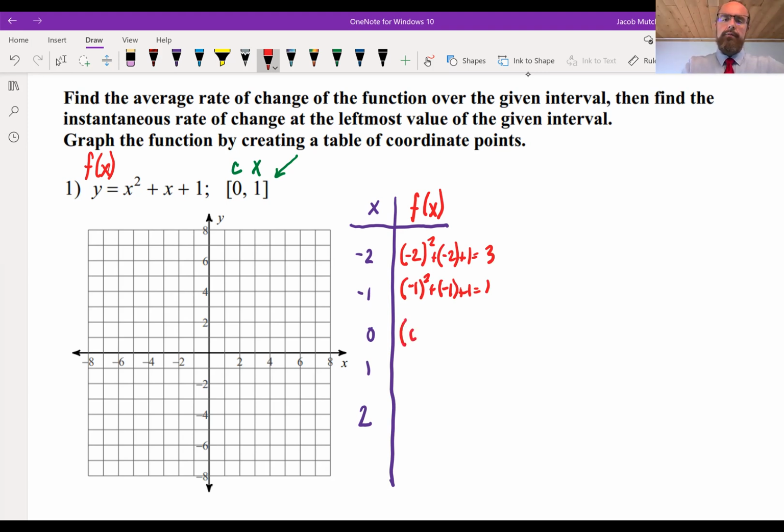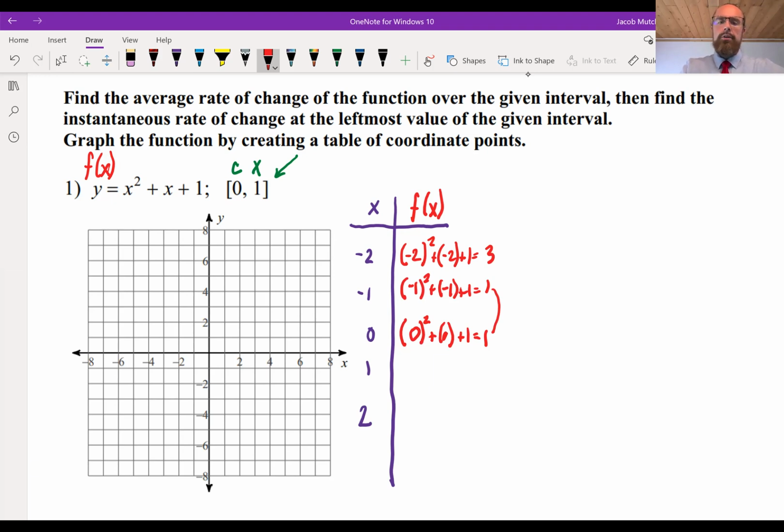At 0, we've got 0 squared plus 0, so all that's 0, plus 1 would equal 1 as well. So I can see there's some vertex probably at -0.5. See how these outputs are the same? So there's likely a vertex in between them.